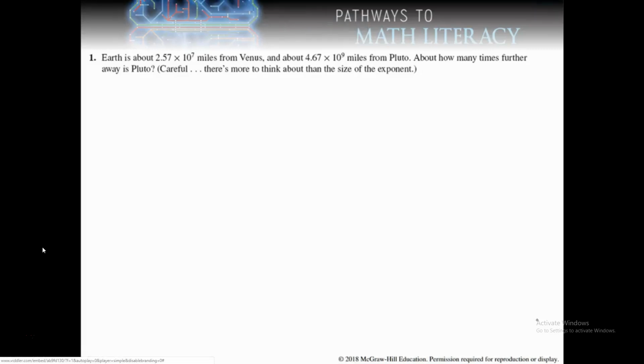3. In question 1, we're just asked to estimate how many times further away Pluto is, if Earth is about 2.57 times 10 to the 7th miles from Venus and about 4.67 times 10 to the 9th miles from Pluto. Well, this is just a rough estimate, so looking at this, 4.67 is a little less than twice as big as 2.57, so that part is about double.